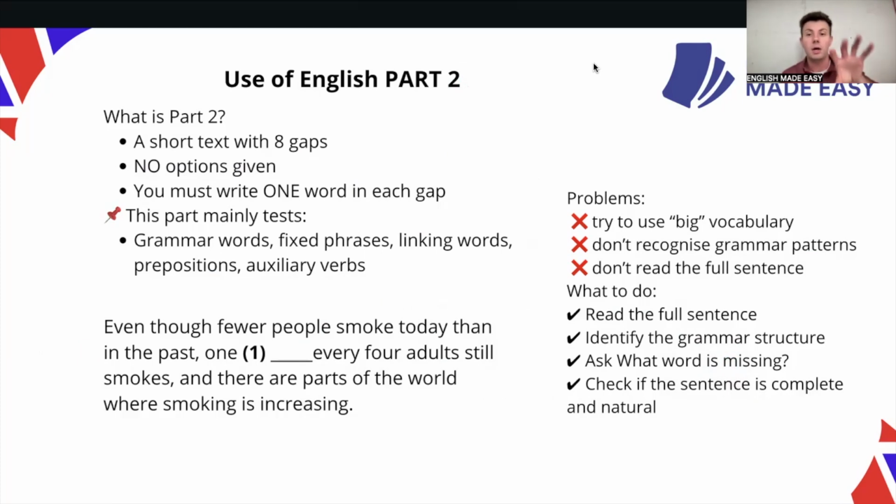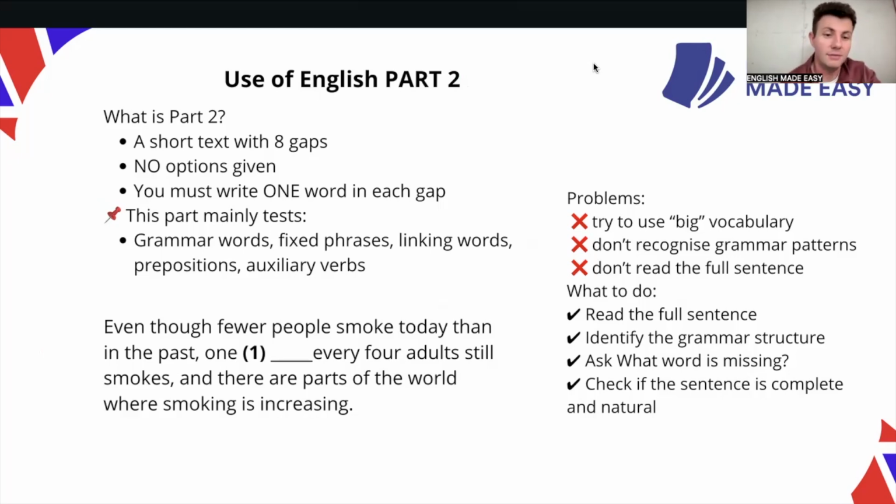So now we're going on to part 2 to finish covering part 1, part 2, part 3, and part 4. So part 2 is similar to part 1. Now in part 1 you have A, B, C, and D. You should remember from the other video, you won't have a problem with. But in part 2, no te dan ninguna ayuda. No hay ayuda. Okay, so part 2 is a short text with 8 gaps. Rellenar hueco, básicamente. ¿Eh? No options, no te dan opciones. You must write one word, not 2 words, not 3 words, one word.